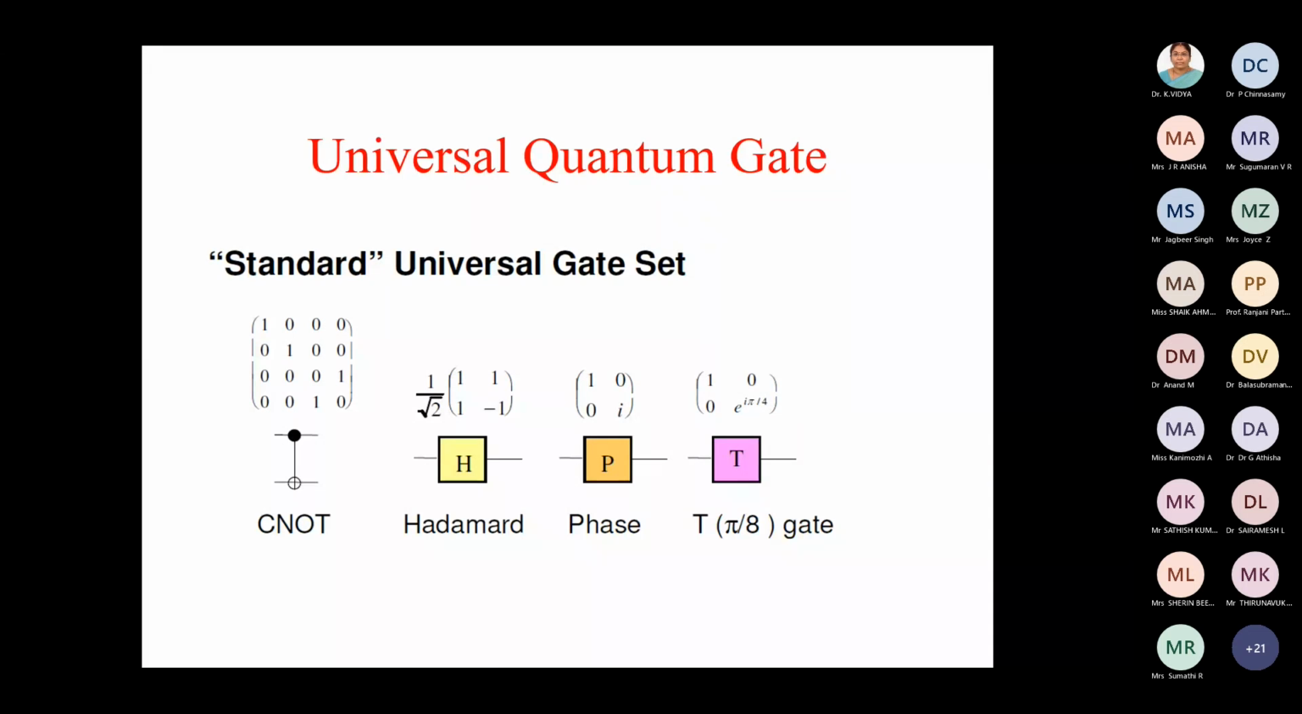As we are running out of time, what I can tell here is that for classical universality, Toffoli is sufficient. But for quantum universality, we require these many gates. If this set is with us, or there may be another set also, but if we have this CNOT and this Hadamard and this phase gate with us, then any quantum universal circuit we can implement.